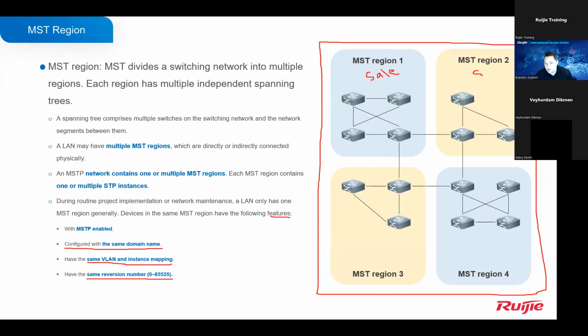But you can do it on this region as well. You can make the name support, for example, and now they will belong to the same region. On this side, you can make it admin. And for example, here we can do finance. And that's how you can accomplish different regions within the same network. Each region can run different instances of STP as well.